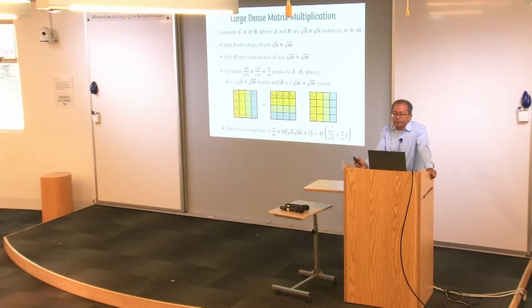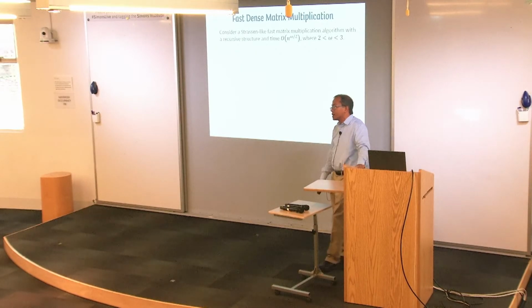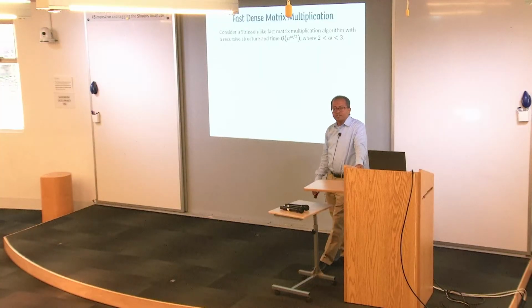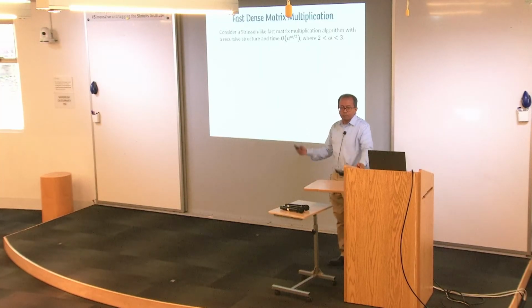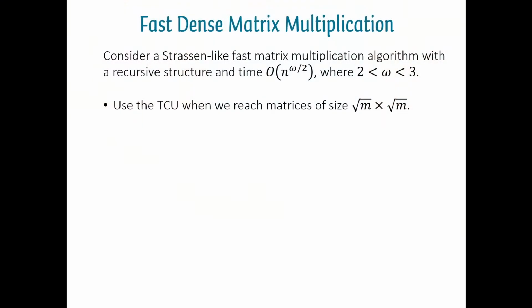So, but what about fast dense matrix multiplication? Let's assume that we have a Strassen-like algorithm that has its recursive structure and takes time O of n to the power omega over 2, where omega is between 2 and 3, right? In that case, this is a recursive algorithm. So recursively, the problem is being subdivided into smaller and smaller submatrices.